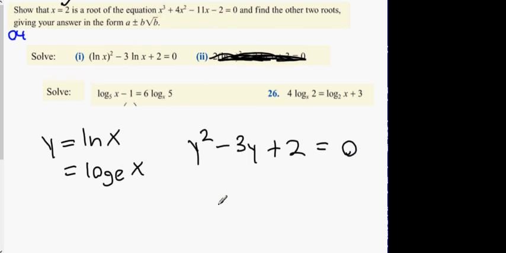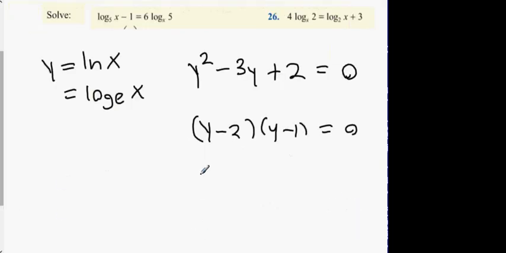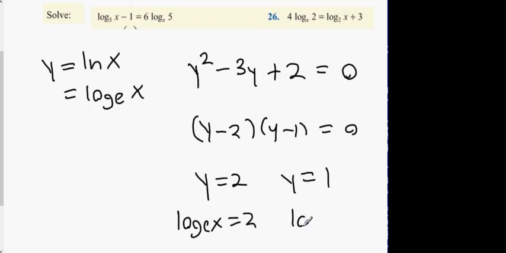Okay? Now, we're going to get y squared minus 3y plus 2 equals 0. And then we solve that. We're going to get y minus 2, y minus 1 equals 0. Then what we got was y equals 2 and y equals 1. And then most people did this. You said log to the base e of x equals 2, and log to the base e of x equals 1.